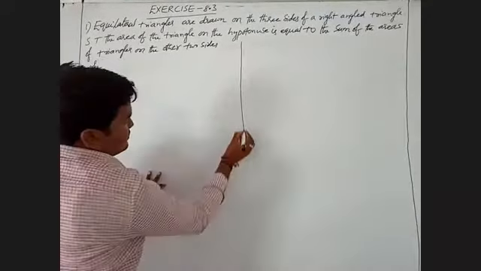Equilateral triangles are drawn on the three sides of a right angle triangle. For the right angle triangle ABC, on side AB one equilateral triangle, its name QAB. On side BC one equilateral triangle RBC, and also on side AC one equilateral triangle PAC. Show that the area of the triangle on the hypotenuse is equal to the sum of areas of triangles on the other two sides. What we have to do in this one?